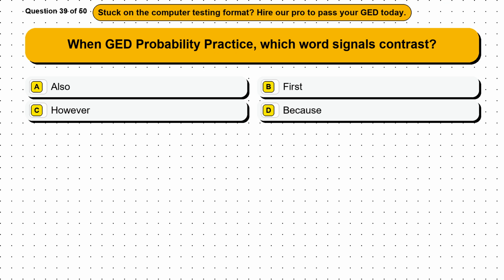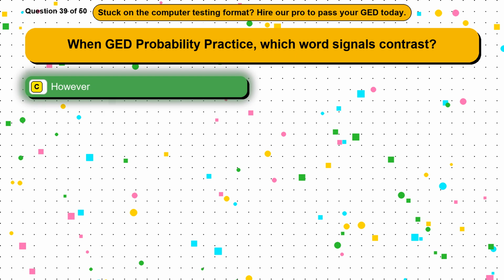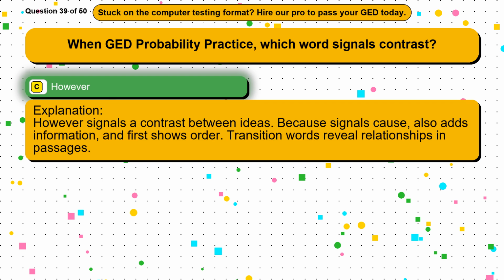Question 39. When GED probability practice, which word signals contrast? Option A, also. Option B, first. Option C, however. Option D, because. The correct answer is option C, however. However signals a contrast between ideas. Because signals cause, also adds information, and first shows order. Transition words reveal relationships in passages.